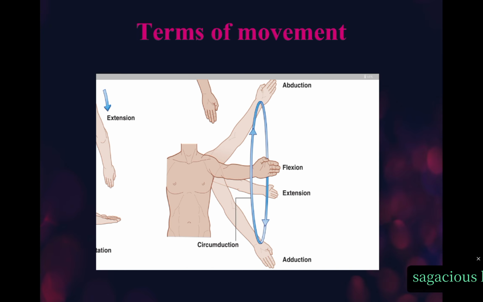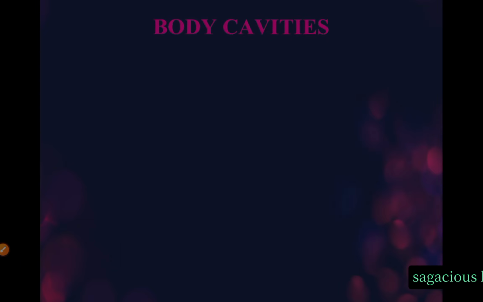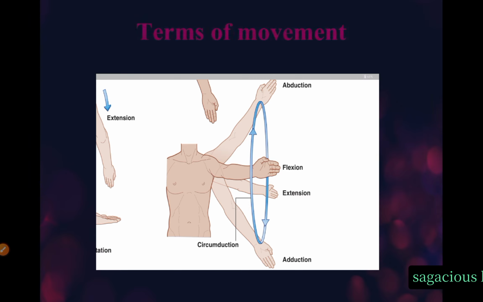Let's talk about circumduction. I told you circumduction is the combination of adduction, flexion, extension, and what? Rotation. So this is what we call what? Rotation. So circumduction is the movement in which abduction, flexion, extension, and adduction are exhibited. So this is all we have for today.